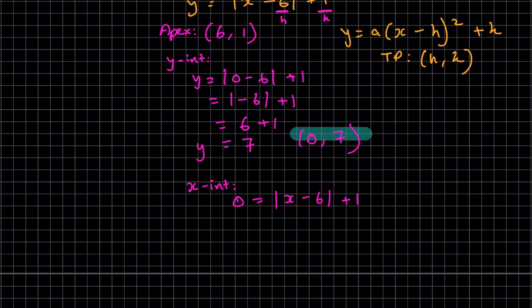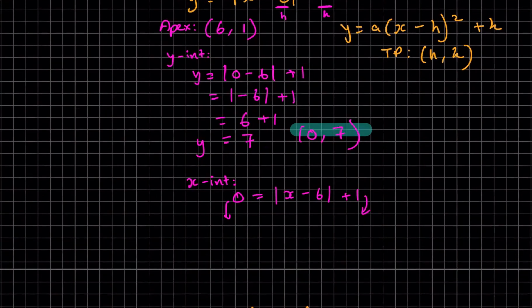Rearranging this, I am going to minus 1 from both sides. So we get negative 1 equals the modulus of x minus 6. Now, what did we determine before?